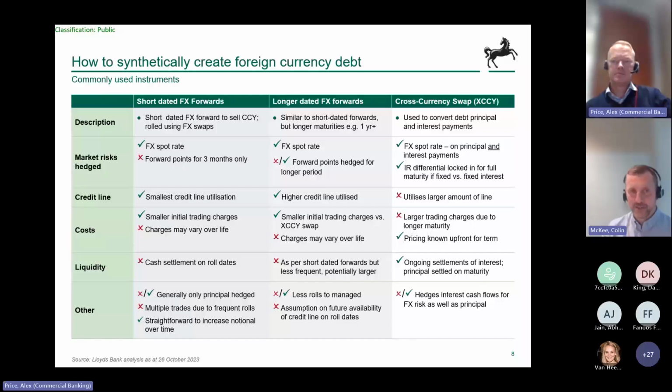What puts people off maybe doing these? Well, the credit line usage is larger because it's a longer dated trade. Therefore, there's more risk for the hedge counterparty. The costs as a result tend to be larger. The amount of line that's needed tends to be larger. The flip side of that, I guess, is that the pricing is known upfront for the term of the trade. That again, if it's a fixed swap, all those cash flows have been locked in. So yeah, pros and cons to different instruments.